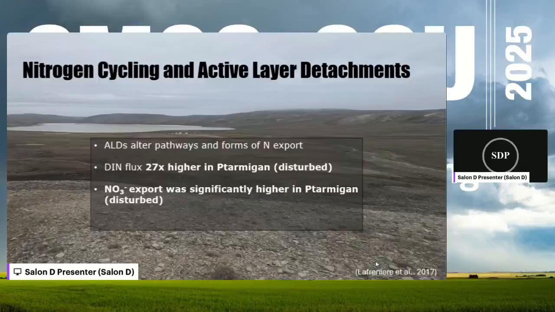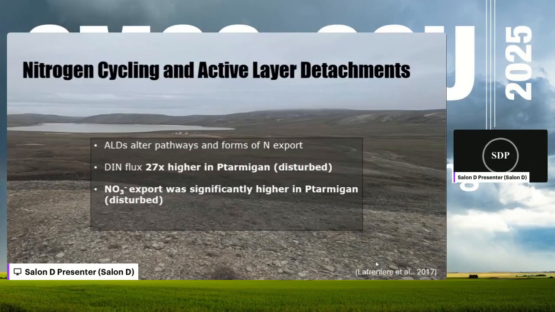Active layer detachments are, of course, very important for nitrogen cycling. By removing the organic-rich active layer and exposing permafrost, they decrease the potential for biological uptake while mobilizing previously inaccessible mineral nitrogen. This is especially important in Arctic environments because they are so severely nitrogen limited. Most nitrogen input comes from wet deposition or internal processes like nitrification or mineralization.